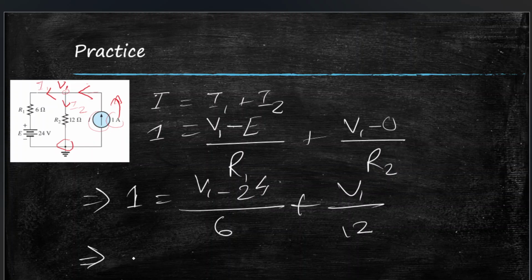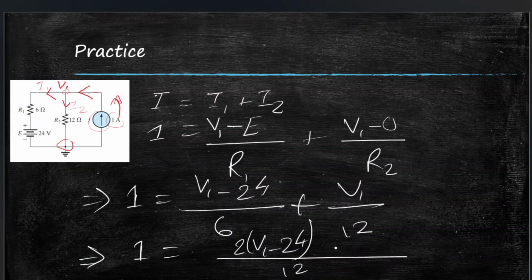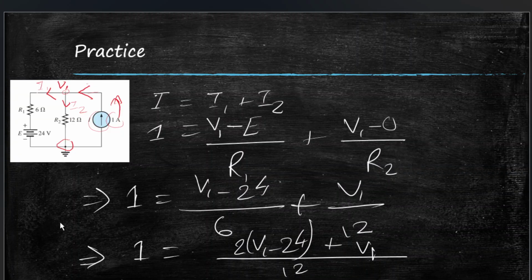Let's take the LCM. 1 is equal to, so we have 12 here. Up here we have 2 V1 minus 24. This is just a normal LCM, plus V1. Okay, let's go to the next page. Let's copy all of this.